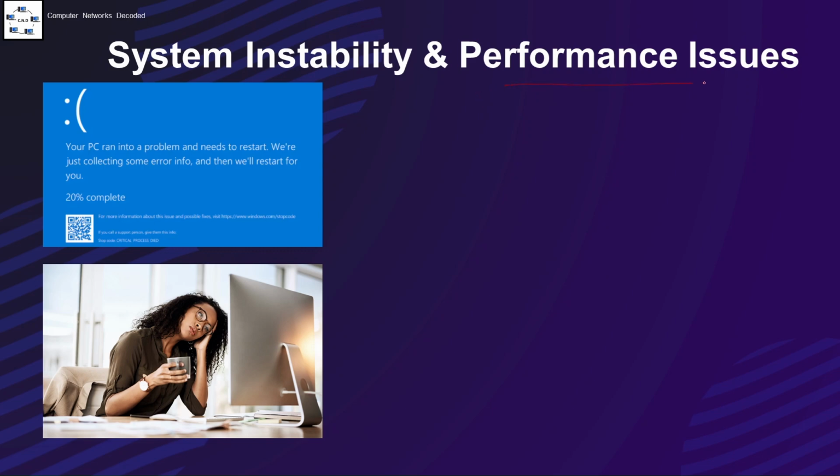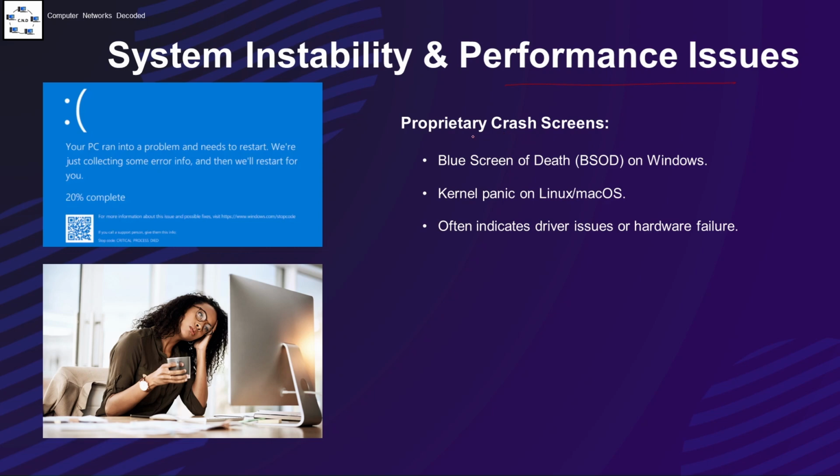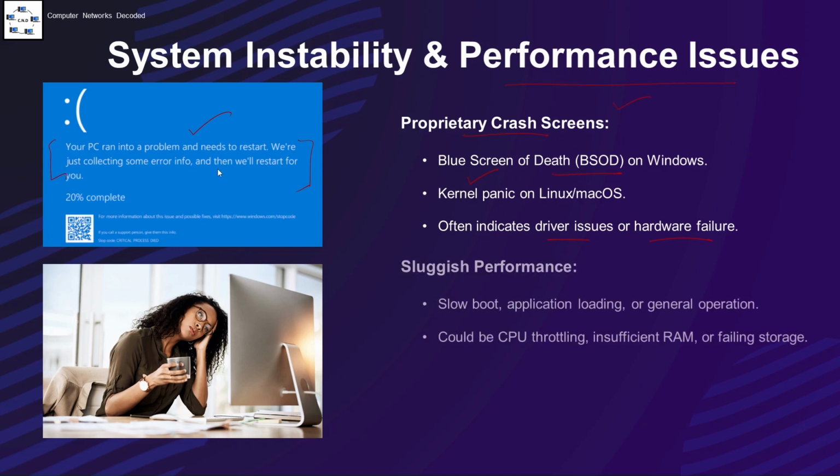System instability and performance issues. Different operating systems and different vendors have different crash screens. For example, Windows has the BSOD, that is blue screen of death, and Linux and macOS have kernel panic. These screens may indicate driver issues or hardware failure. These screens also have a message with them, and this message may indicate the type of error that the system is now experiencing.